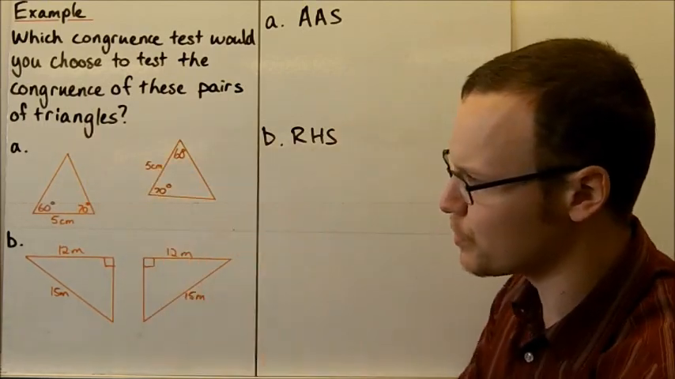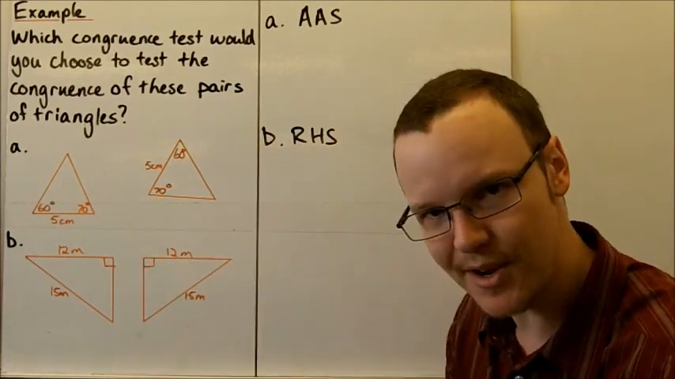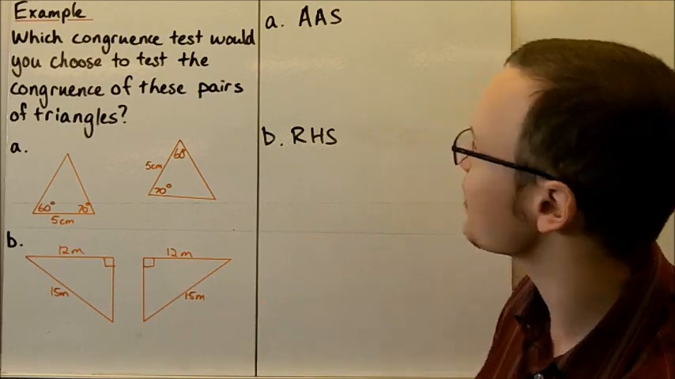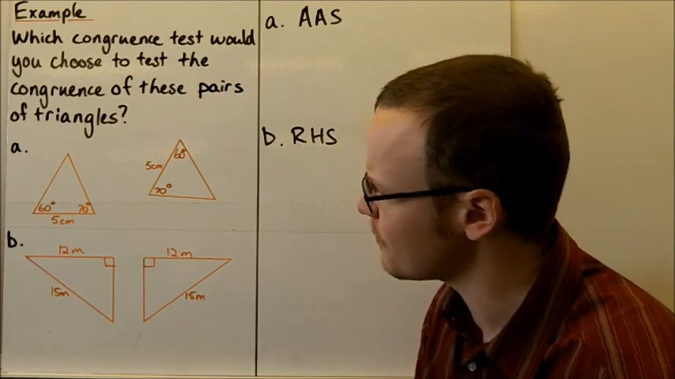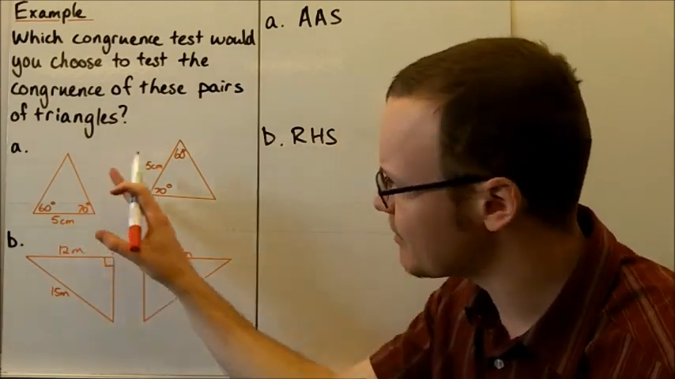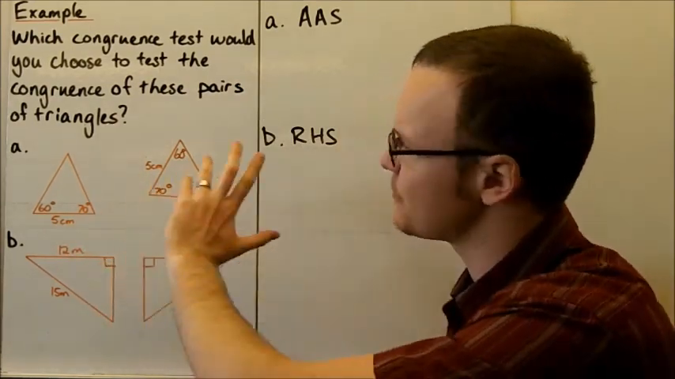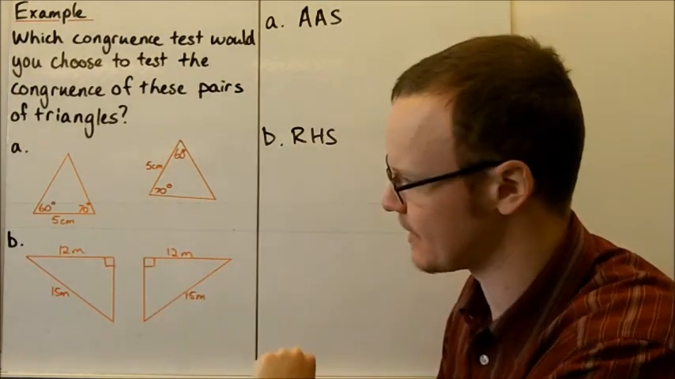So the rule that we could use, we've got two angles and one side: angle, angle, side. That is the rule that we're going to use. And it could have been any side anywhere, any angle anywhere, because for angle, angle, side, it doesn't matter what order they're in.